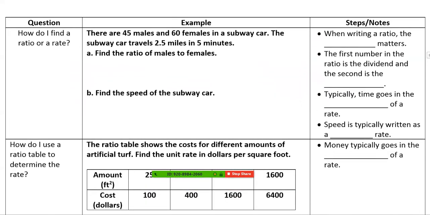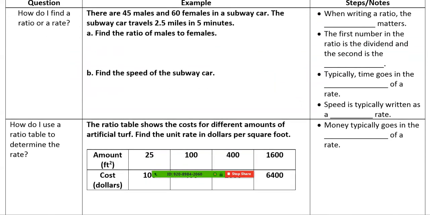All right, first question. How do I find a ratio or a rate? There are 45 males and 60 females in a subway car. The subway car travels 2.5 miles in 5 minutes. Interesting. Find the ratio of males to females. Okay, order. Does it matter in a ratio? Yes. Males, 45.